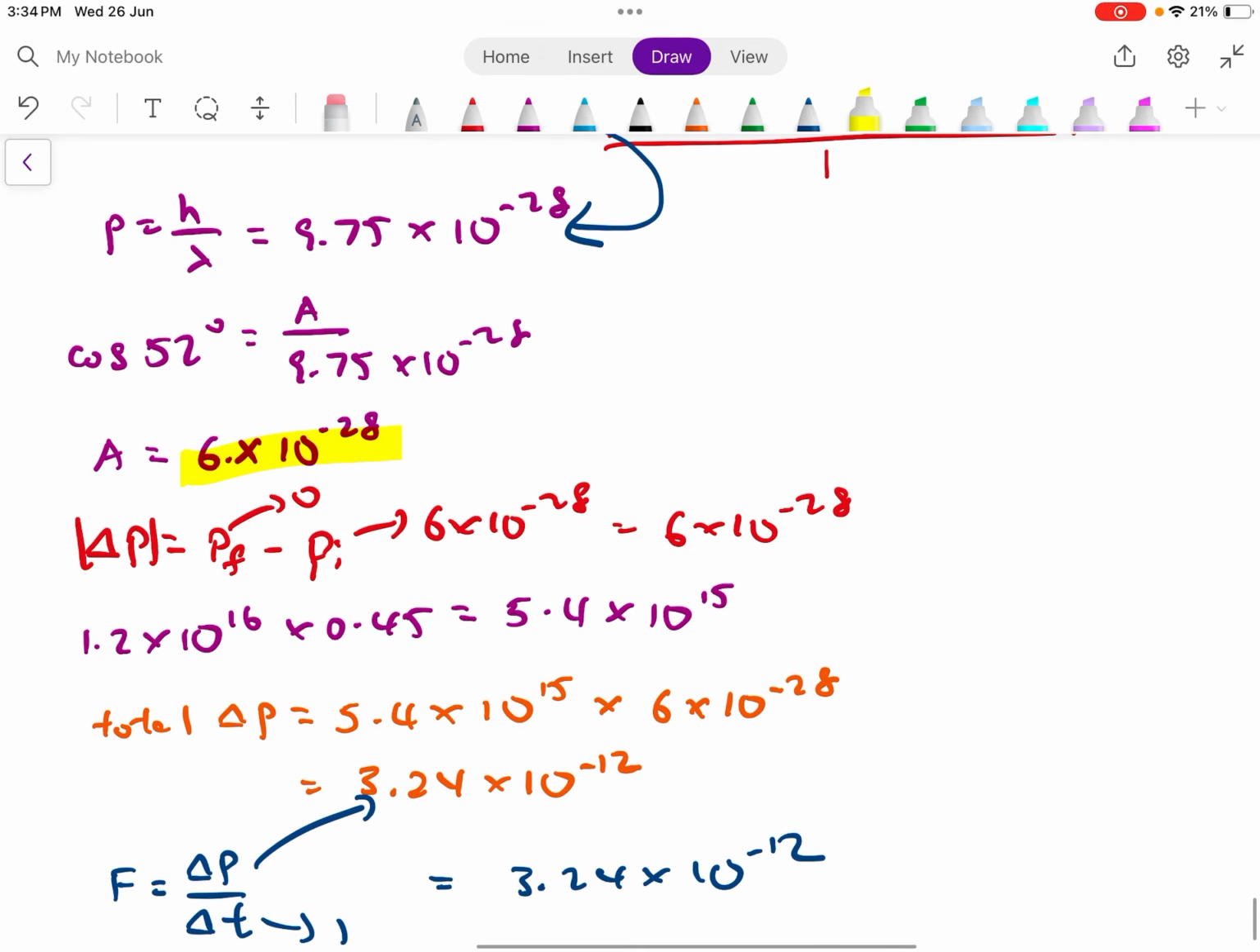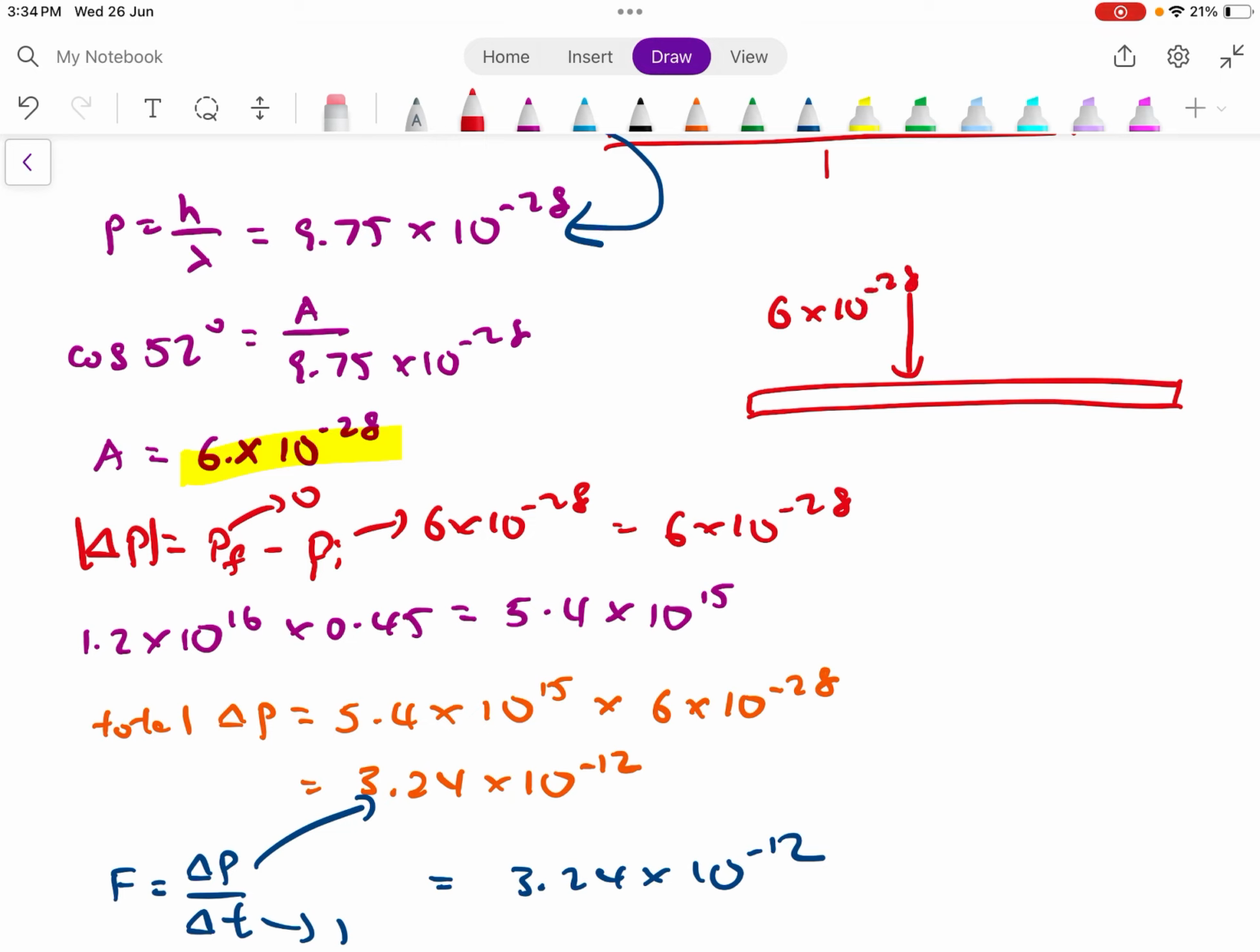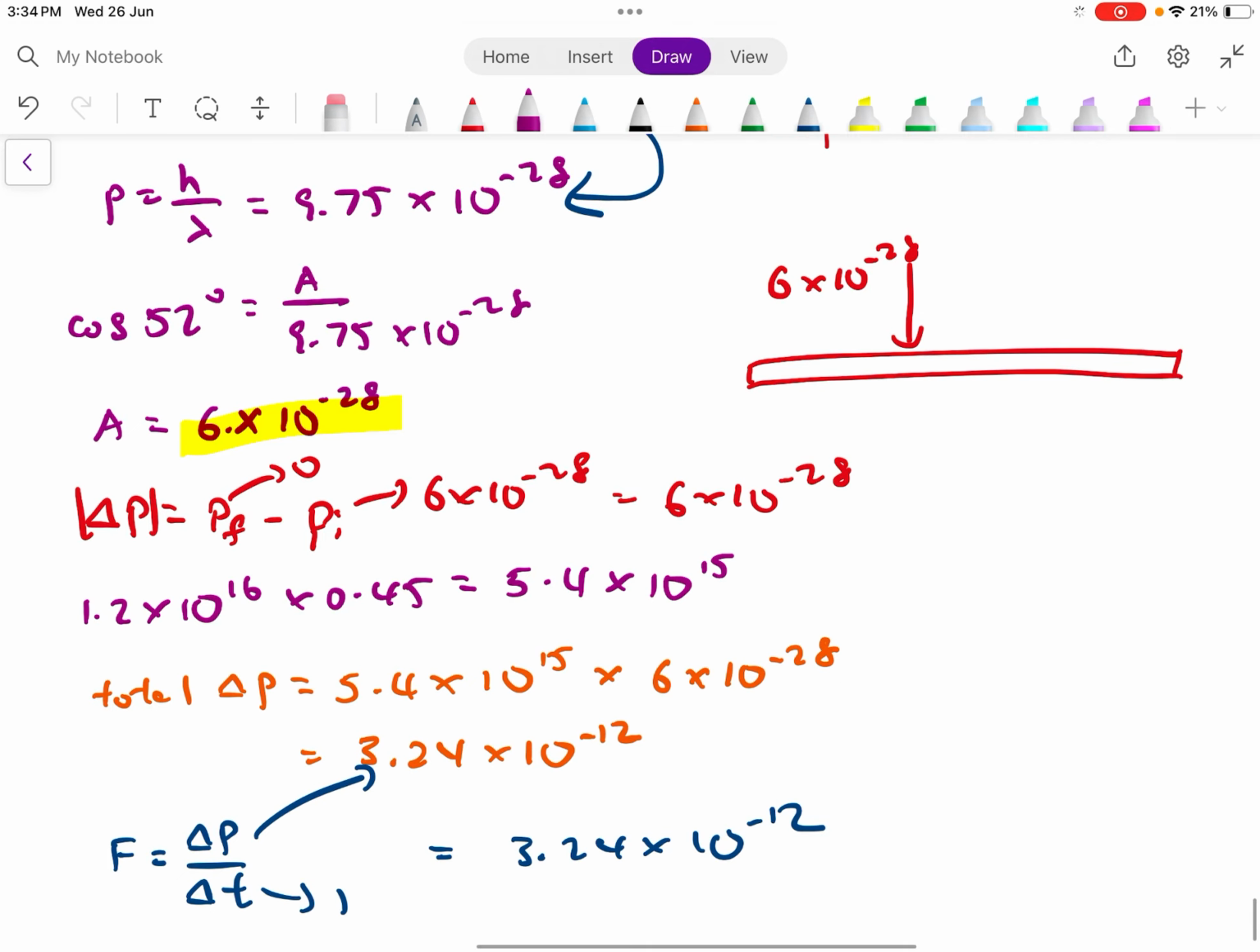Okay, then you determine the change in momentum, because you can see, for example, I draw the metal surface. The initial momentum is given to be 6 times 10 negative 28. Then after that, of course, they say it's being absorbed, which means that the final momentum is 0. Then you determine the delta P first using the modulus, just get the magnitude. So simply use 0 minus 6 times 10 to the power negative 28. So the change in momentum is given to be 6 times 10 negative 28.